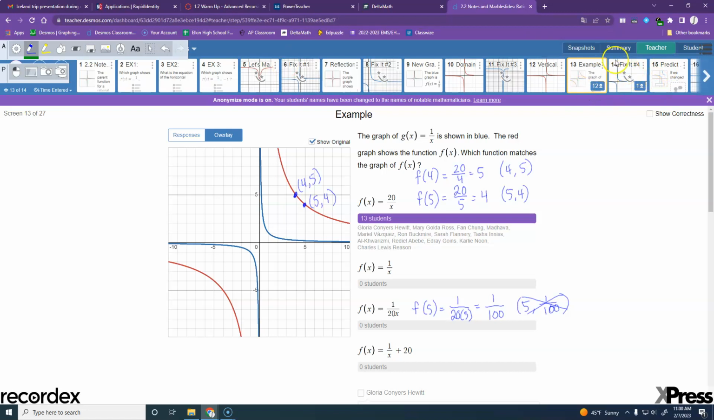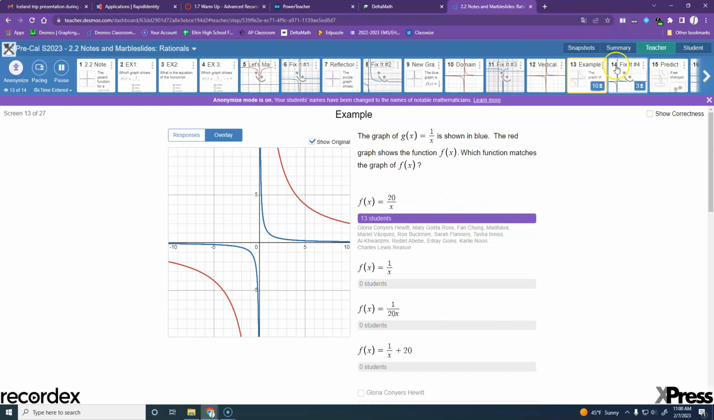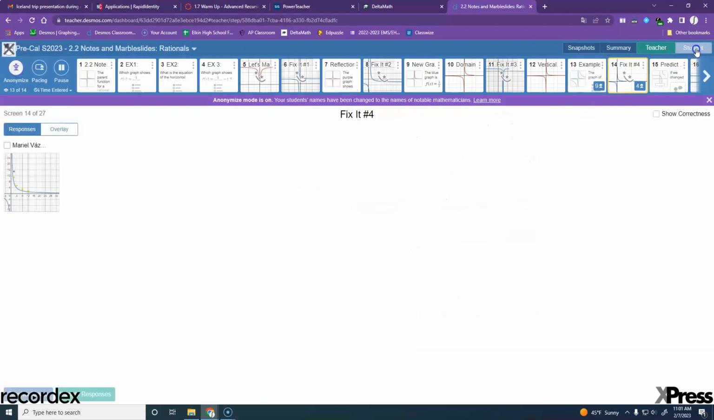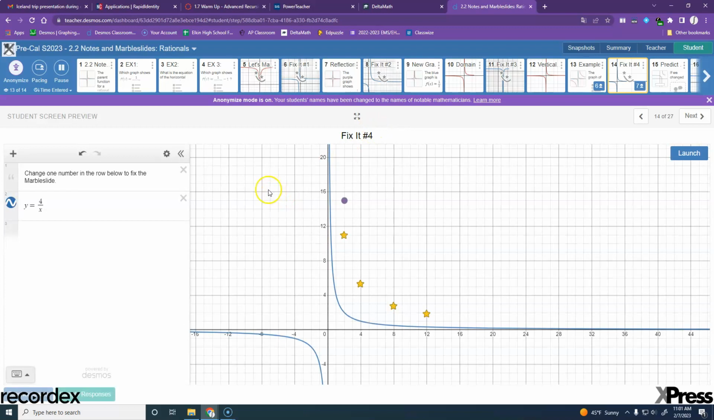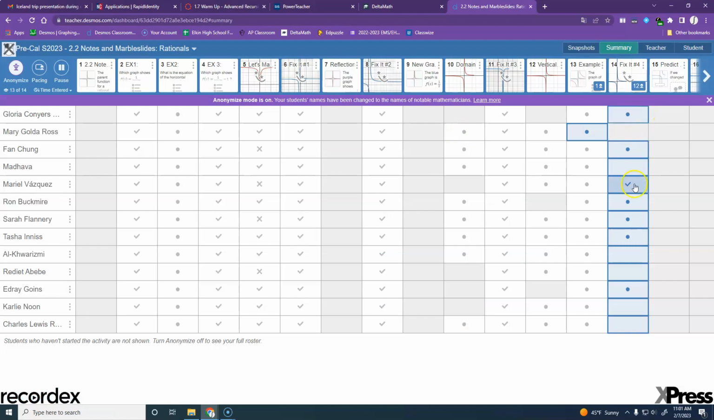All right, so let's go to our next one. I want you guys to fix this by changing only one number here so that you can get your stars to go away. And when you do, it'll give me a check mark here. Mariel Vasquez has already got it.